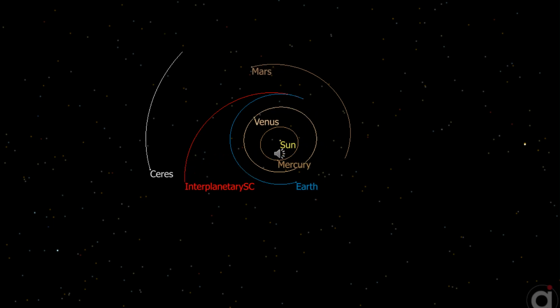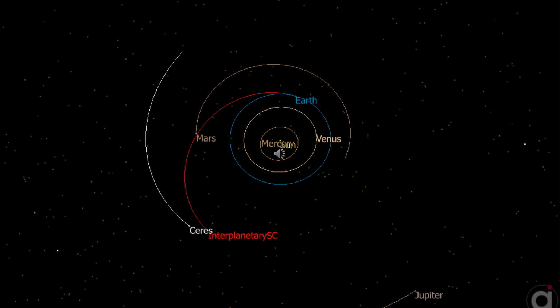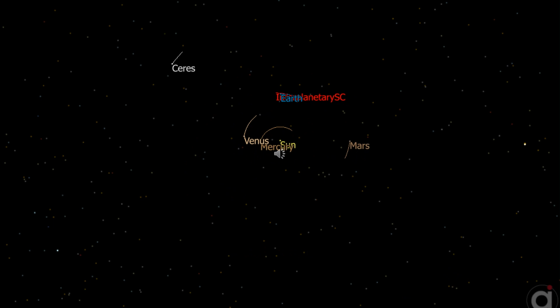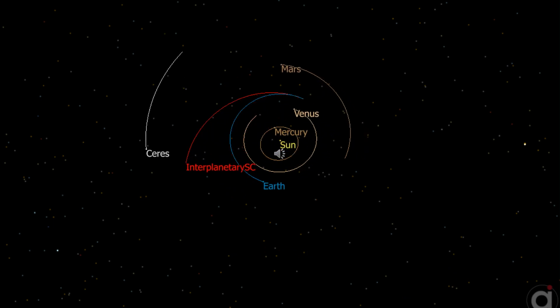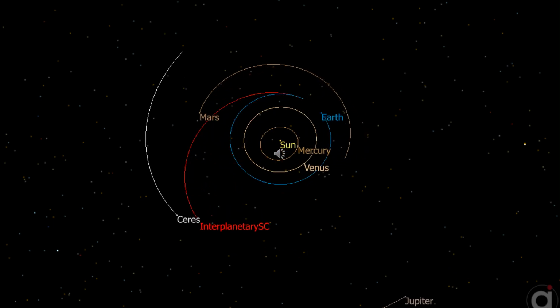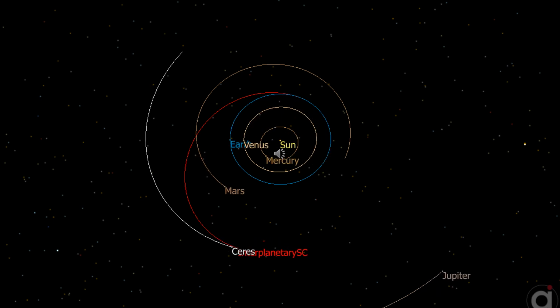Here we have a visual of the spacecraft and its heliocentric transfer trajectory as it leaves Earth on June 10, 2025, and rendezvous with Ceres September 3, 2026.